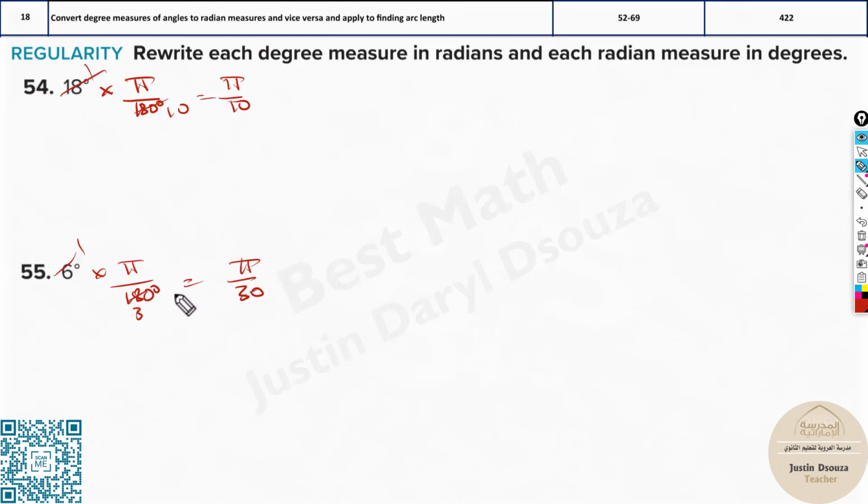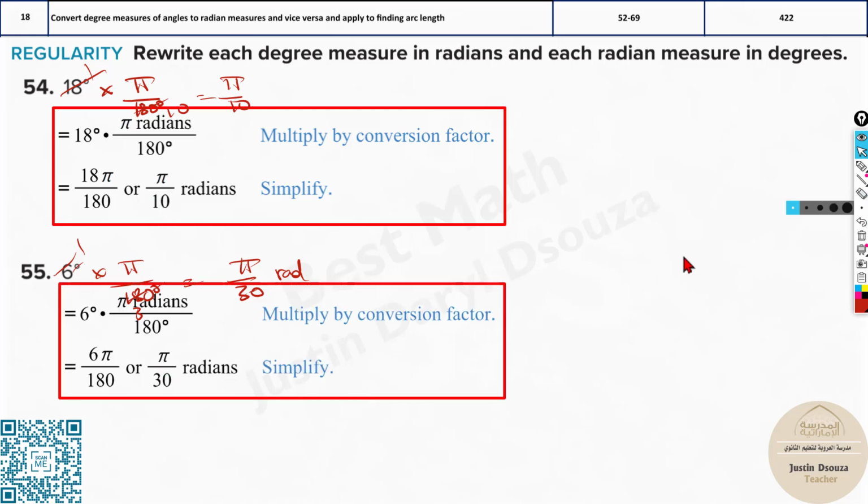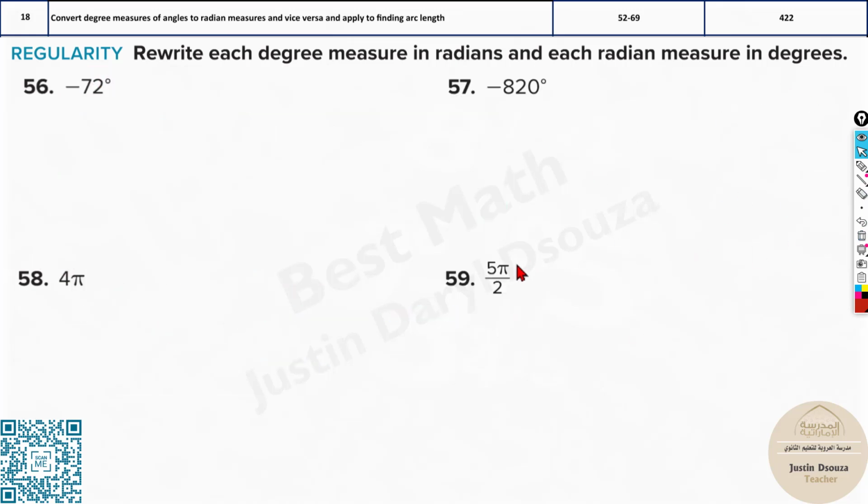Pi by 30, not degrees, just pi by 30, and degrees cancel. This and this are cancelled, so it's in radians. You don't need to write radians. Whenever we have pi, it's always understood to be radians. Pi by 10, pi by 30. Similarly, you can solve all these.